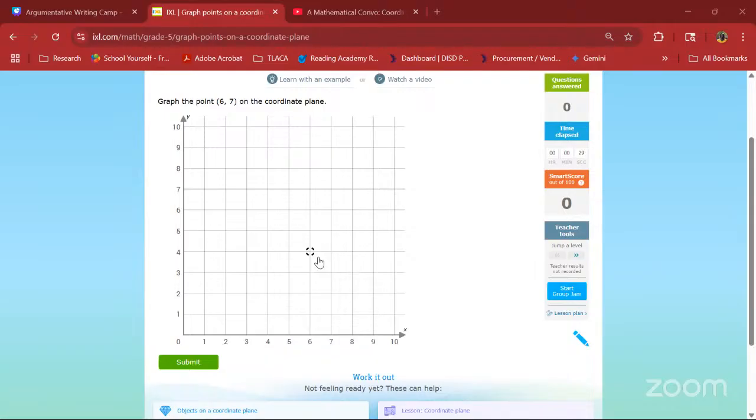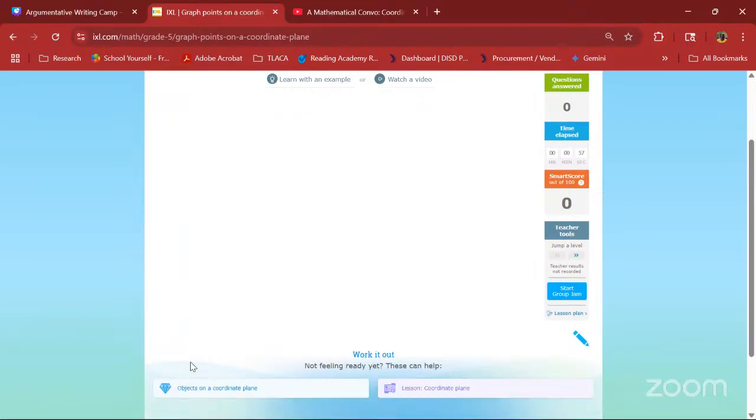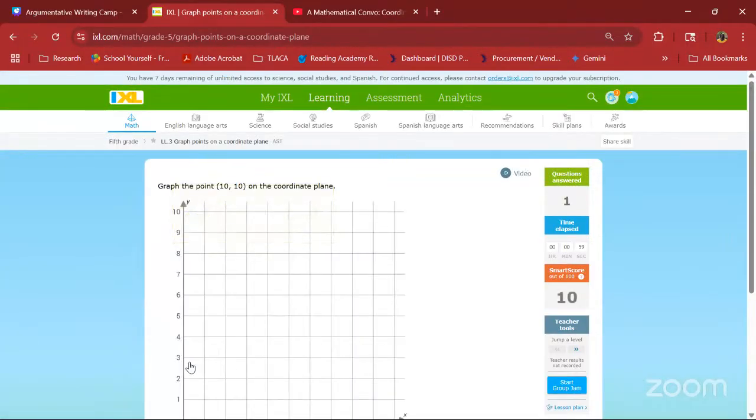All right, go ahead and read the prompt to us, and then show us how to graph it. It says graph the point 6, 7 on the coordinate plane. 6 is my x, so I'm going to go all the way over to 6, and y is 7. So I'm at 6 and 7. I click there, make my dot there. As we can see, x is 6, y is 7, when we meet there. Hit submit. You got it.